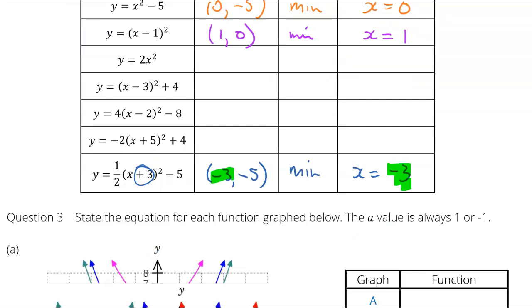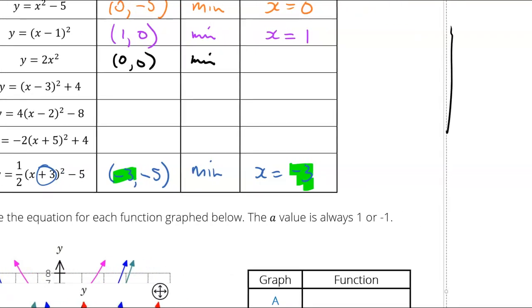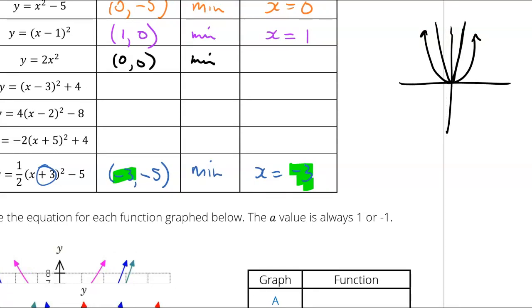2x squared. So with your knowledge of graphing those parabolas, are there any translations here? Are we going left, right, up or down? No. So our turning point is going to be (0, 0). Perfect. Still a minimum because it's positive. It's just going to be a narrower quadratic. So if this one was x squared, then 2x squared is just going to be a bit narrower. That's not ideal, but it is going to be narrower. And so our equation of the line of symmetry is just x equals 0.